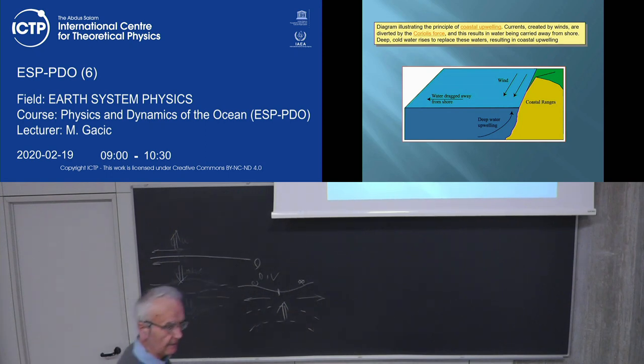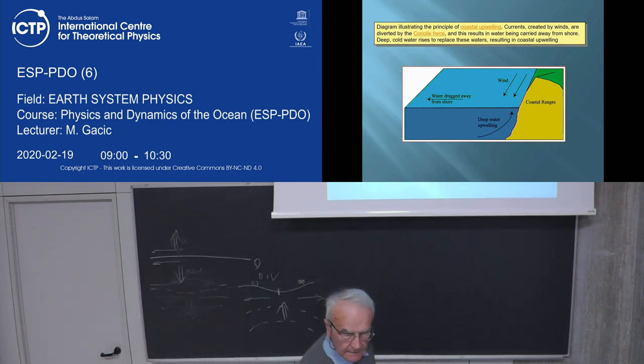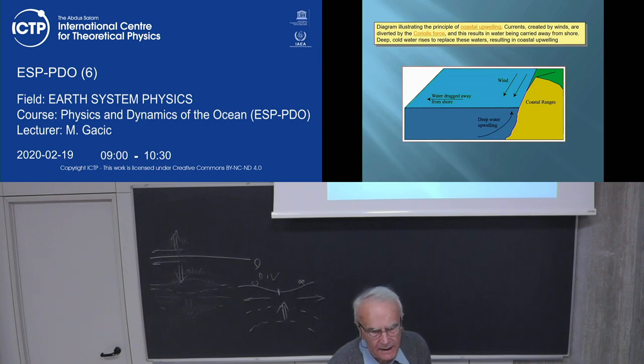Okay, so I'm not clear with this concept. What is the role of the coast in the upwelling? The role of the coast is simply by the boundary conditions. If you have the wall, the water cannot go through the wall and cannot come from the wall toward the open sea. It's a simple boundary condition.